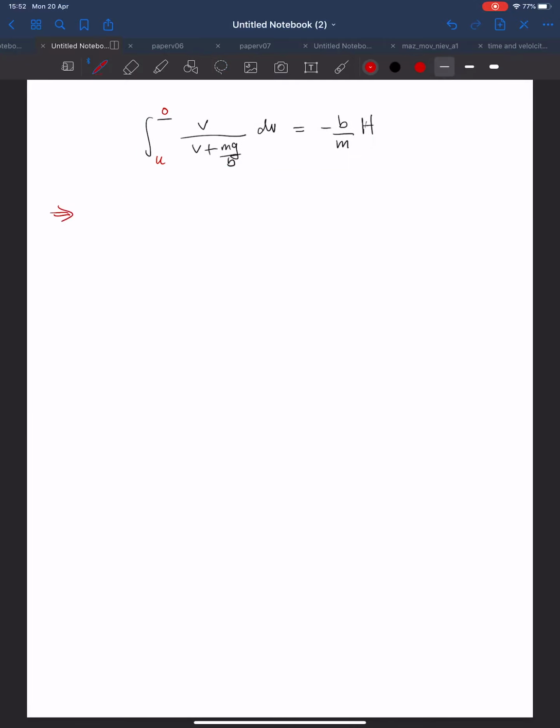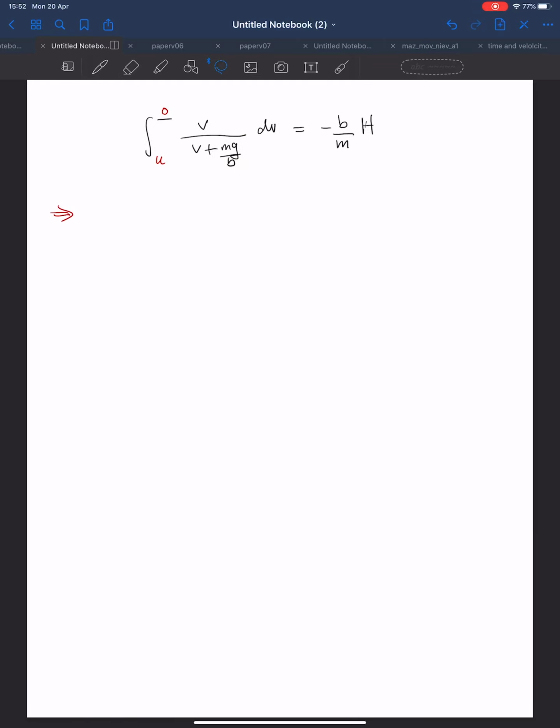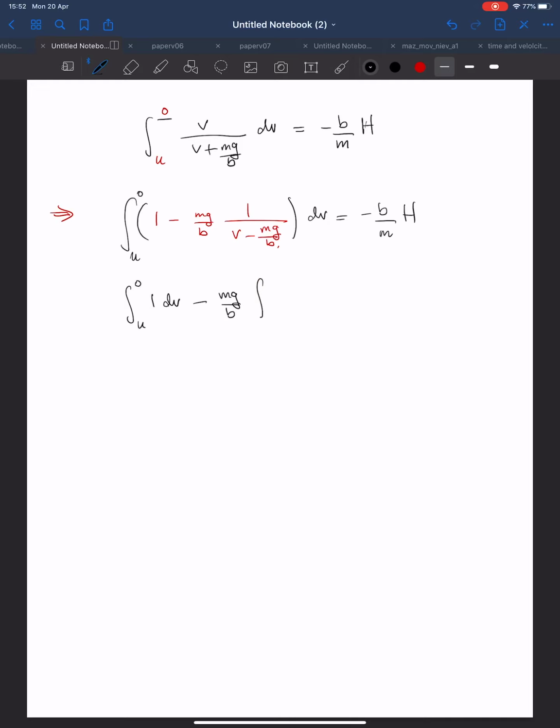So this implies that we have the following, if I haven't made a mistake. I'm going to take this, and we're going to integrate this with respect to v between these limits. All right, so easy for the first part. Well, actually easy for all of this, I think. So this is just integral of 1 dv minus mg over b integral u over v minus mg with respect to v.